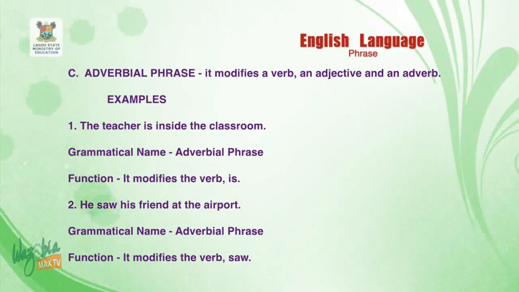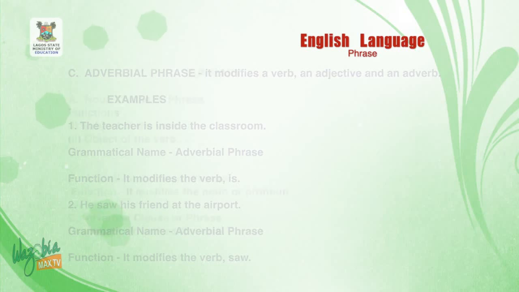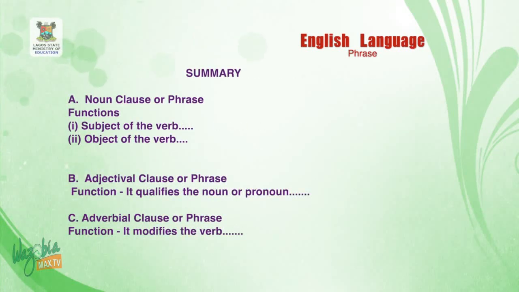Let's take another one. He saw his friend at the airport. At the airport is underlined. Grammatical name is adverbial phrase. Actually, adverbial phrase of place, but don't include place except you are sure. So the grammatical name is adverbial phrase. Function, it modifies the verb saw. There are so many examples that you can get from your textbooks, and I advise you to acquire as many examples as possible. Let me now round off with this particular summary.